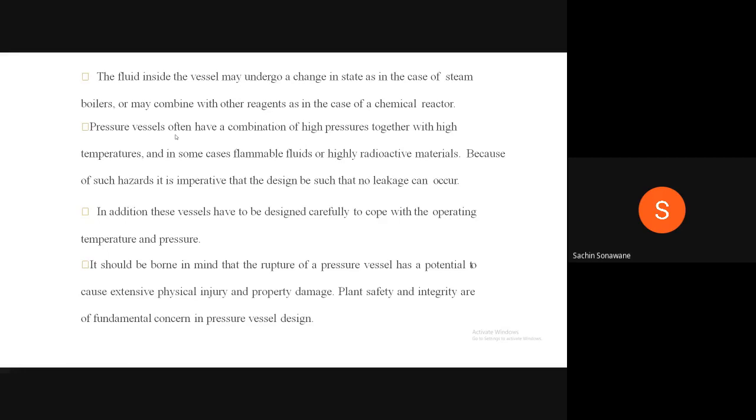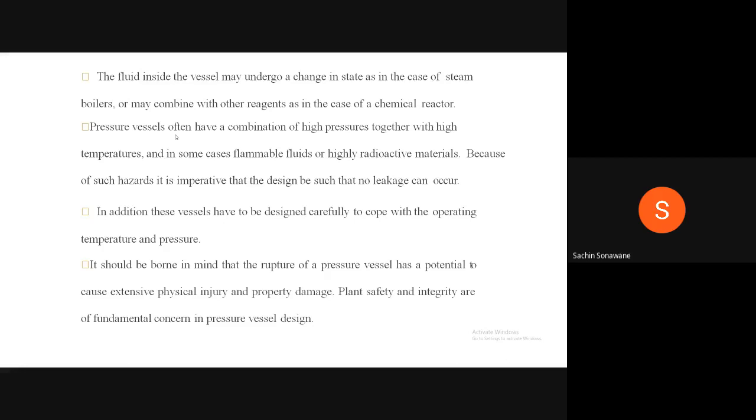Therefore, this is nothing but the hazard of pressure vessel. If some small leakage is there, then huge loss will be there. Therefore, because of such hazards, it is imperative that the design be such that no leakage can occur. Now, if you have read the newspaper, there was leakage from one nozzle of that tank. Afterwards that nozzle broke, then oxygen came outside. Then what happened? You know.